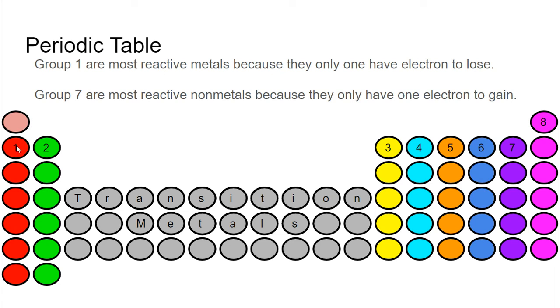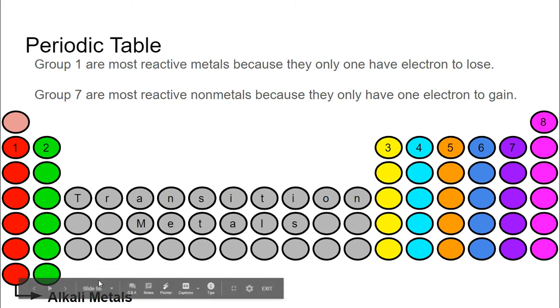Now, group 1 and group 7 are going to be the most reactive metals and nonmetals respectively because they're only losing 1 electron or gaining 1 electron, which isn't very difficult to do. So they're able to easily gain or lose that electron and stabilize from there. So they're very reactive. Your most reactive metals are number 1, most reactive nonmetals are number 7. Group number 1, the most reactive metals, are called alkali metals. Group number 7, the most reactive nonmetals, are called halogens.